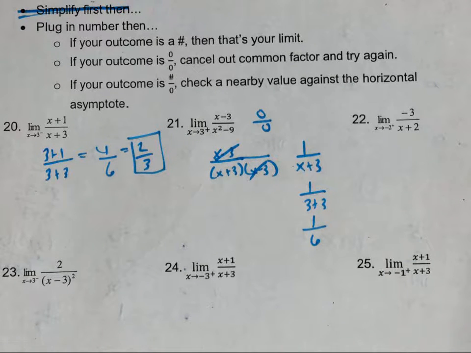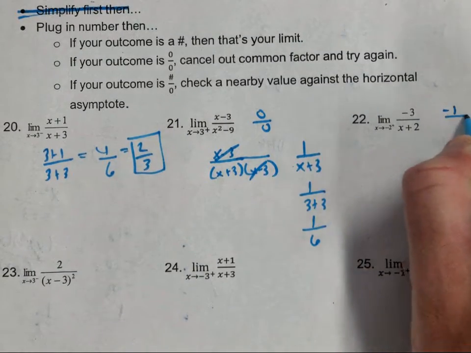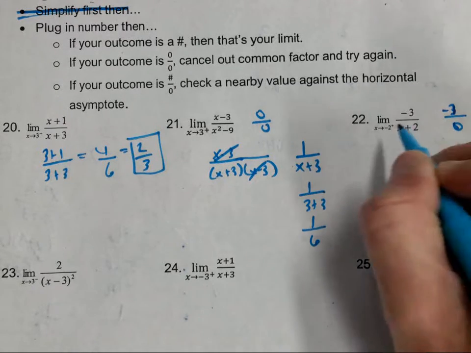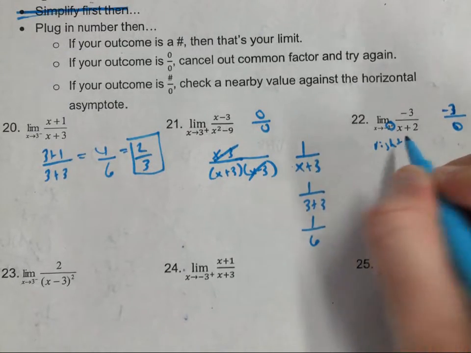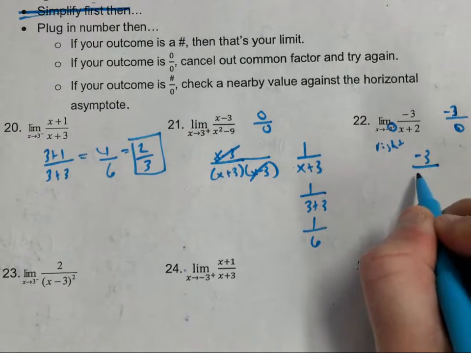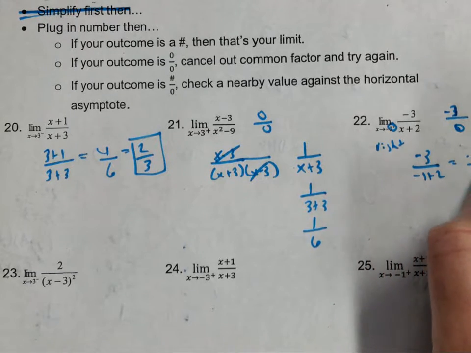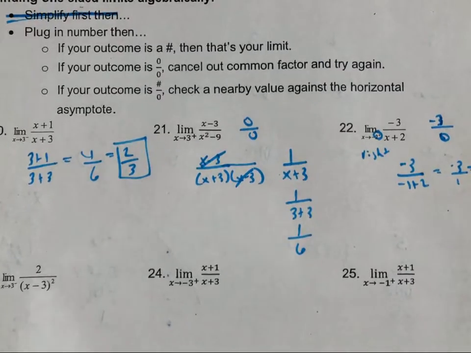Okay. So I got this. That lets me know I need to pick a number near it. I'm going to pick negative 1 because I'm dealing with the right side right here. Right side. So I'm going to go negative 3 over negative 1 plus 2. That gives me negative 3 over 1, which is negative 3. That is not your answer. That's just going to help you get your answer.